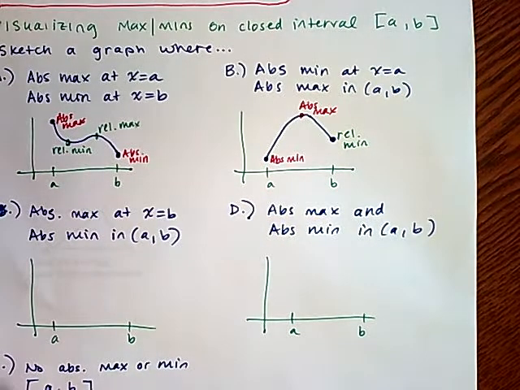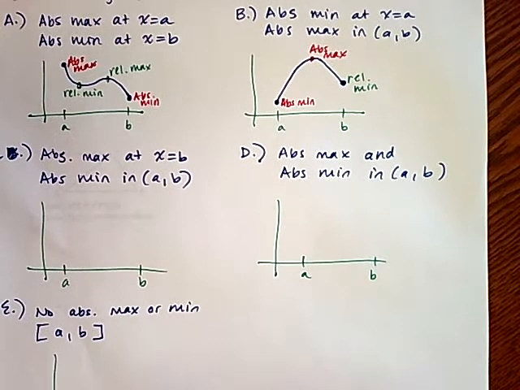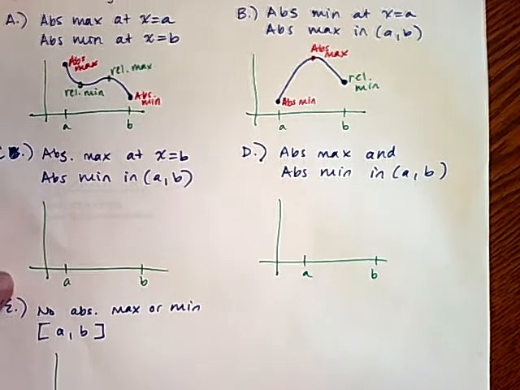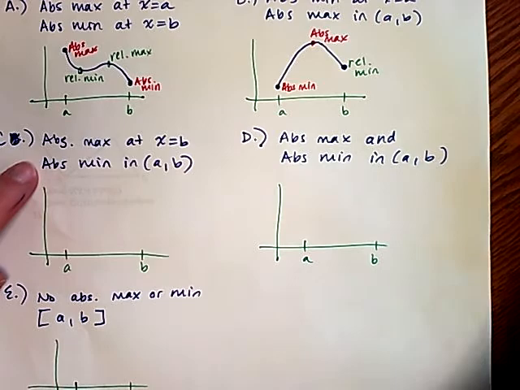When we were looking at trig functions in class, we already saw that we could have a min or a max at an endpoint, when we were looking at the interval from 0 to 2 pi or something like this. Okay, so the next one, an absolute max at x equals B and a min somewhere in the interval.